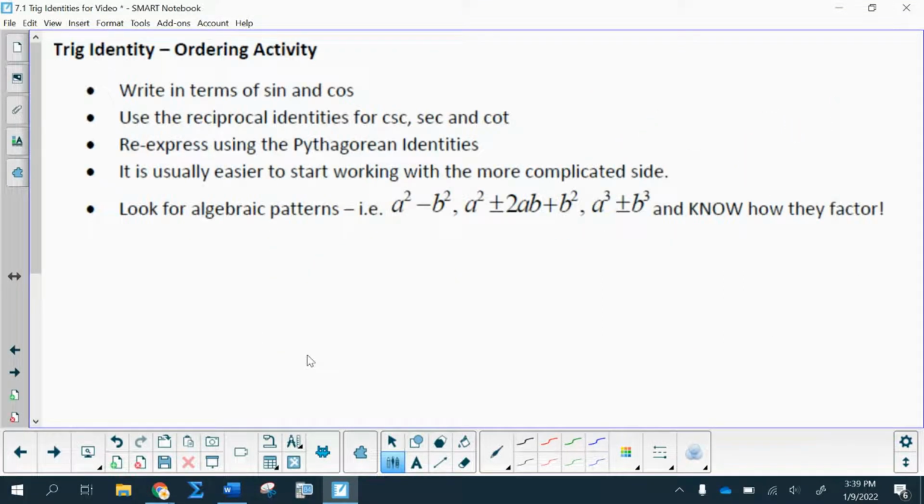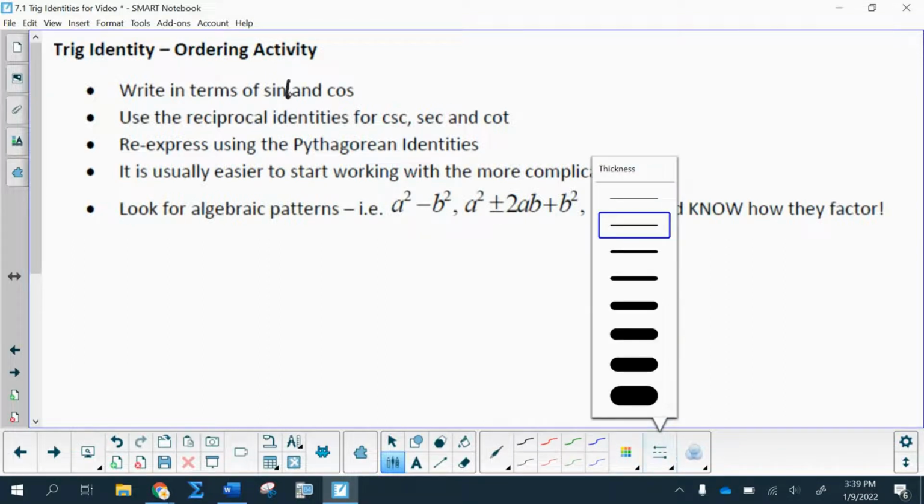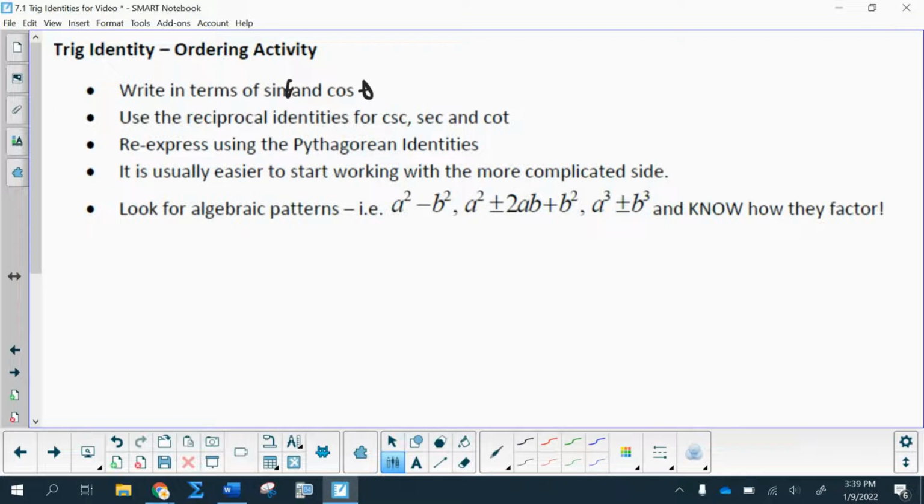Okay, so when you go to do the activity that you're going to do, there are some rules that you'll want to remember as you're trying to look for them. So first of all, the best thing you can do for yourself, especially when you're first starting out, is to rewrite things in terms of sine of theta, cosine of theta, or sine of x, cosine x. You then also want to look for the reciprocal identities that might be helpful. See if you can re-express something in one of the Pythagorean identities. And then a general rule is that it's easier to start working with the more complicated side.